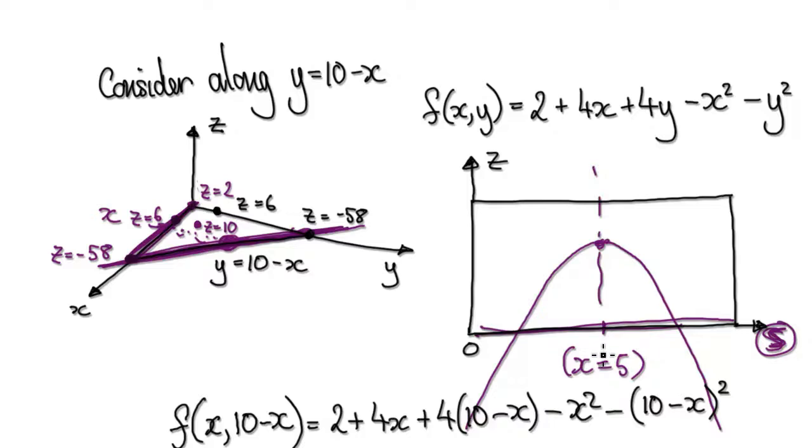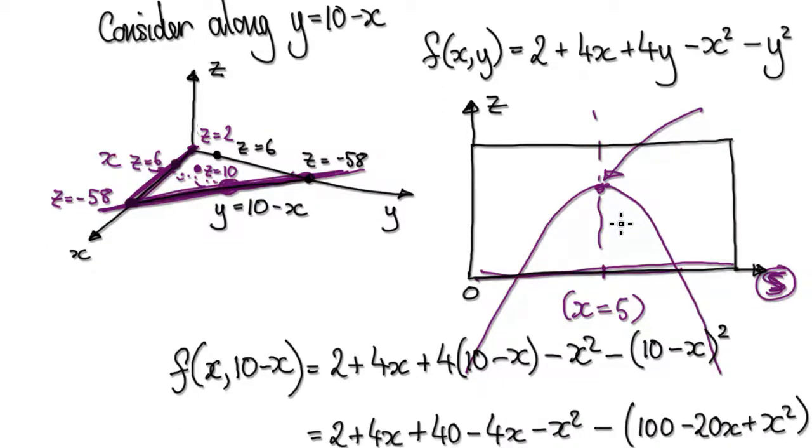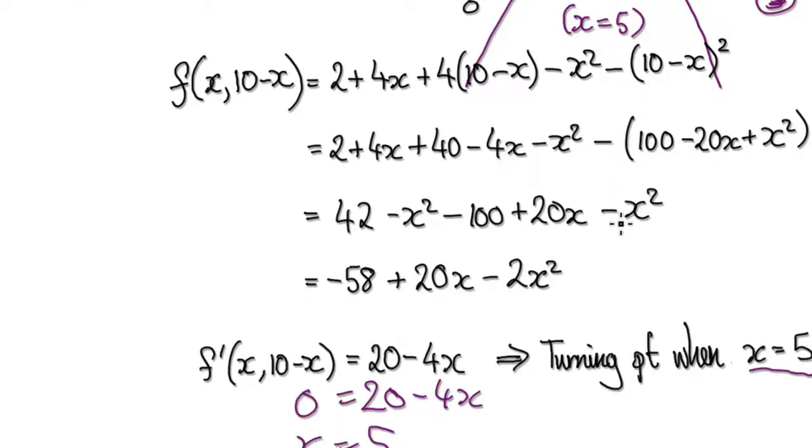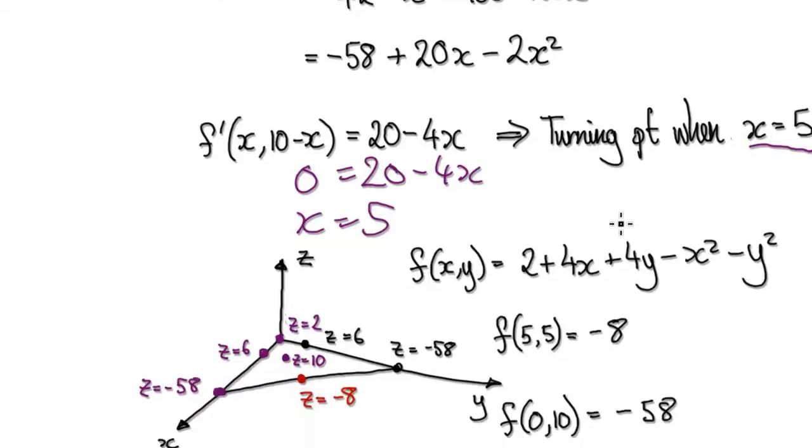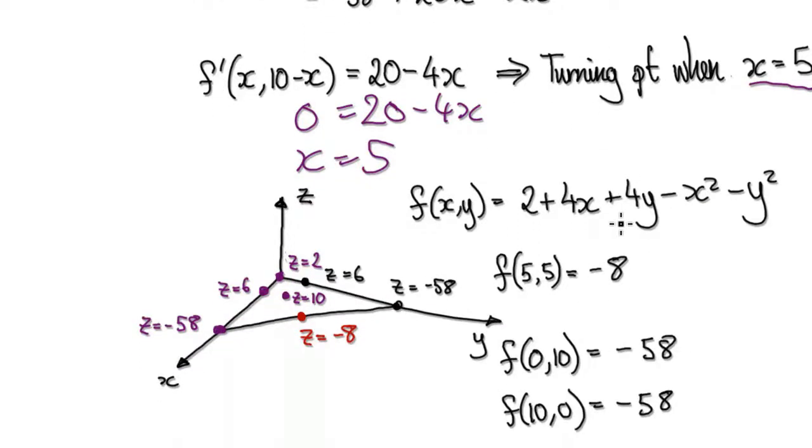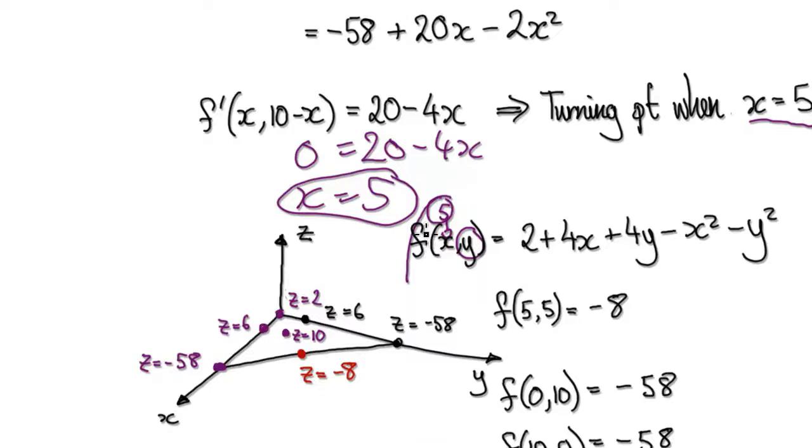So the turning point occurs when x equals 5. We need to find the height, so we need to put it into the function. We know the turning point occurs when x equals 5. We need to know the elevation, the height. So we need to put 5 into the x. What is y when x equals 5?